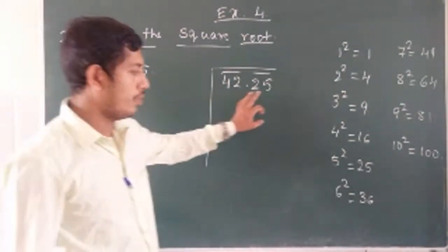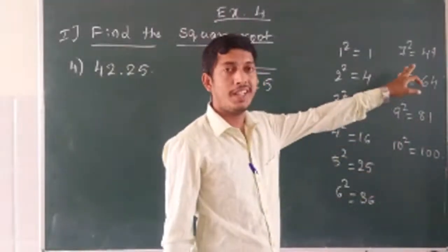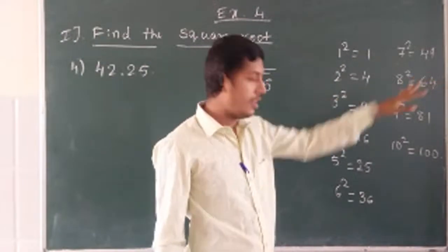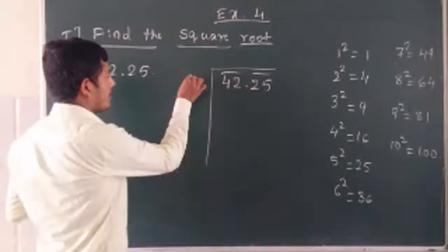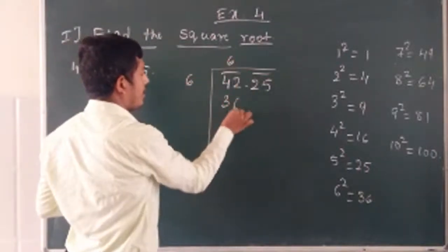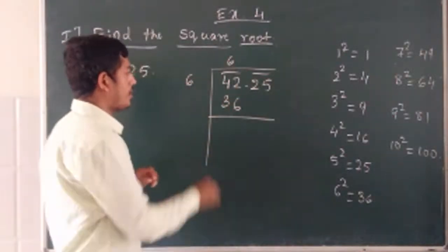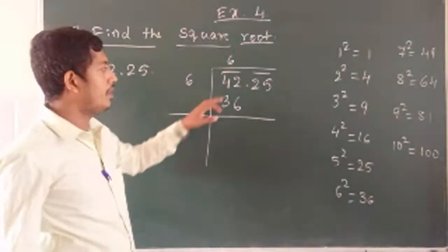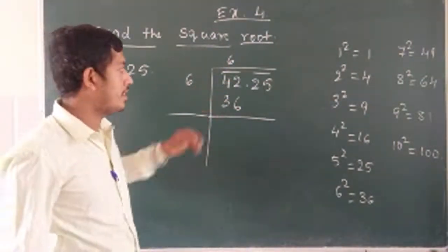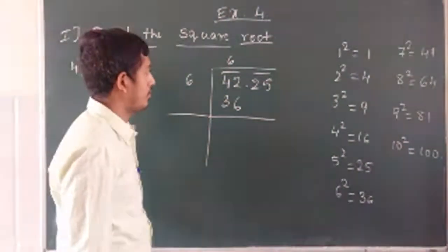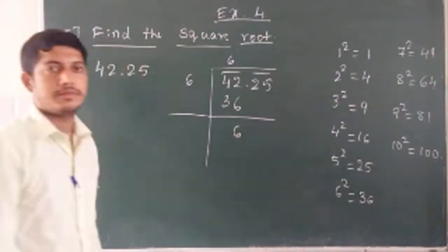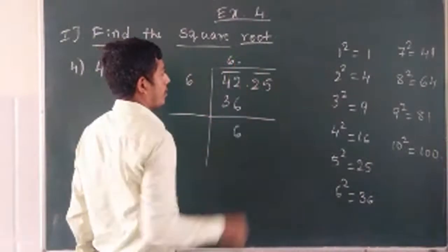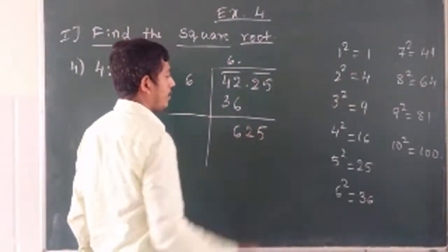42. 6 6 is 36, 7 7 is 49. 49 is greater. And which is lesser and nearer? That is 6 square. That is 36. 6 6s are 36. Now we have to subtract. 42 minus 36. That is 6. Then we have to put one point here. It becomes 25.